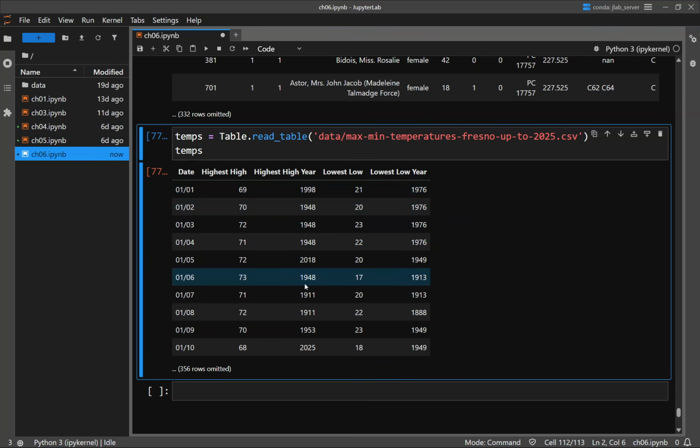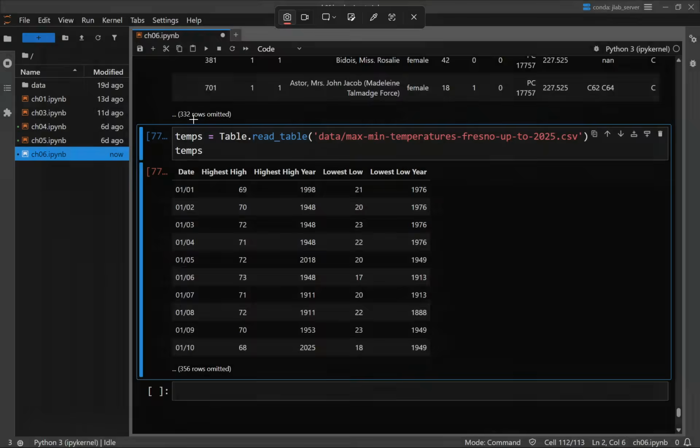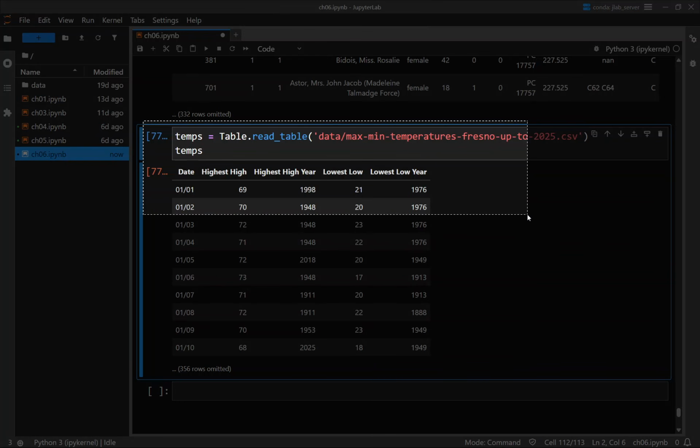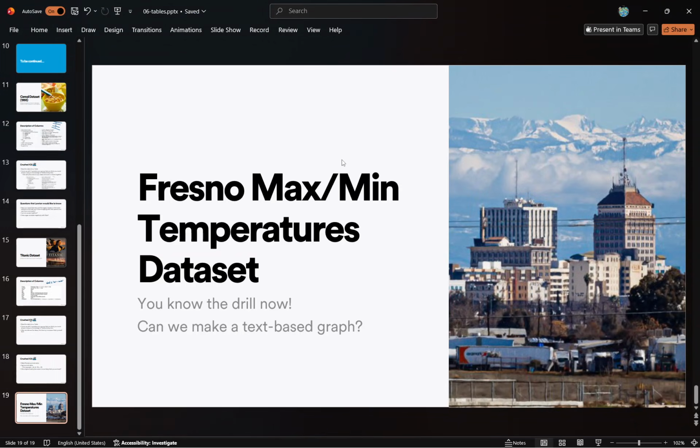So those are those records, and that's how you read it in. And yeah, I just want you to explore, ask some questions. Here's how you read it in. That's the name of the file.